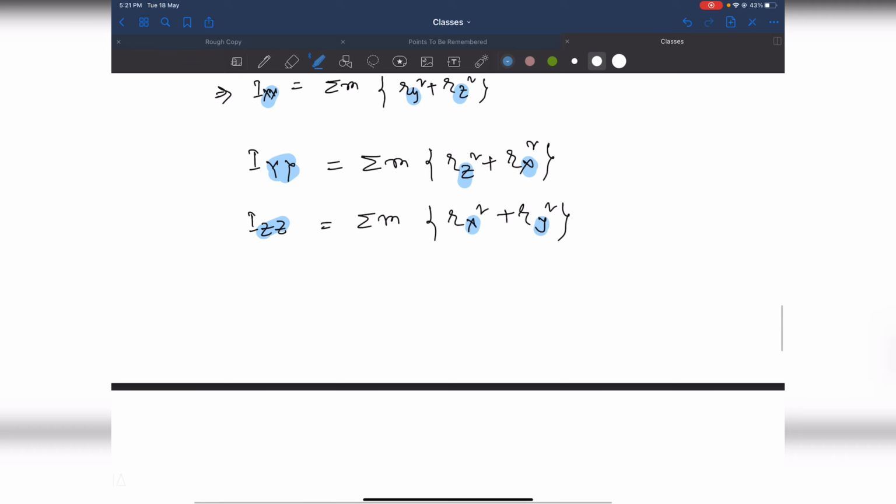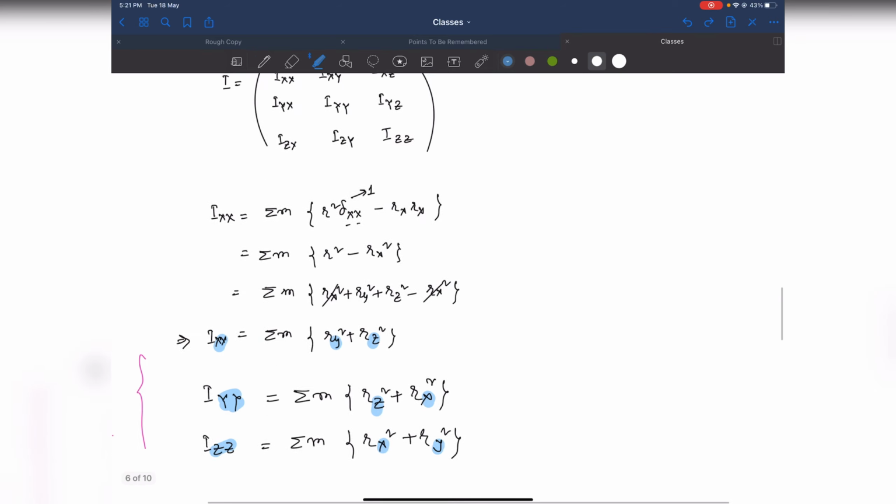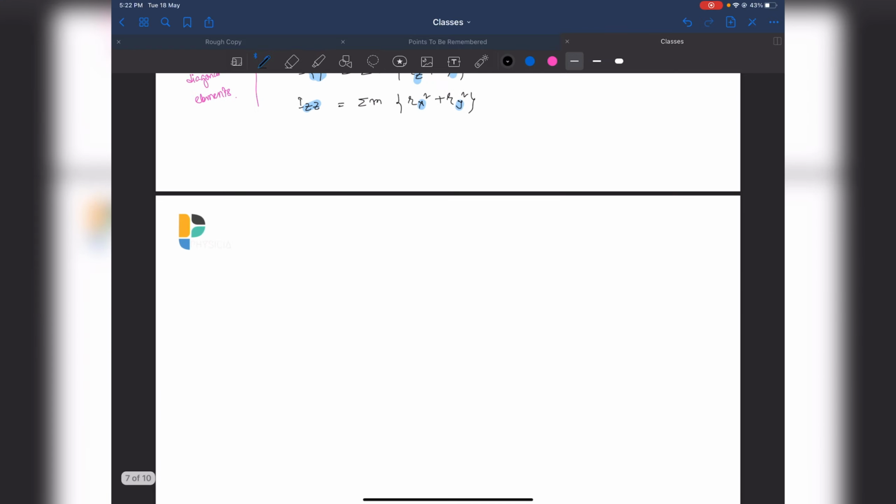Now we'll find out the off diagonal elements. These three are the diagonal elements. Now you see we found these things. Now we have to find out these three things. Let me use a different color. So we'll find out these three things, and if we find these three, the rest will be automatically found. Now let's try for Ixy.